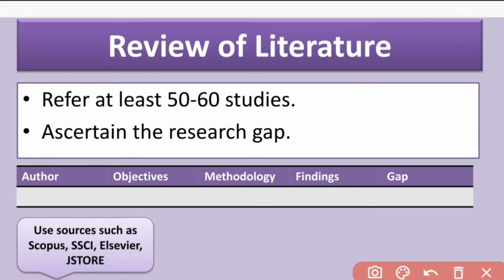Also, I would like to suggest you guys to use sources such as Scopus, SSCI, Elsevier and JSTOR for reading your research papers because they are considered good and authentic.